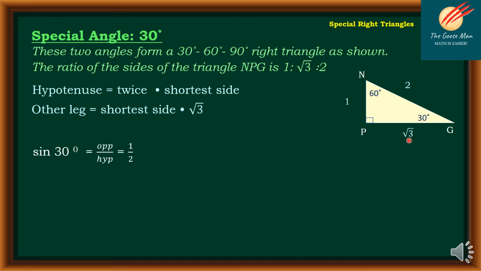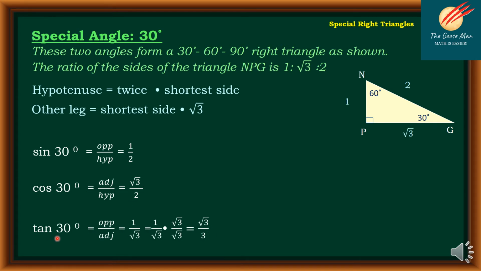Next, let's look for the six trigonometric functions. Sine 30 degrees: recall that sine is equal to opposite over hypotenuse, so that is 1 over 2. Next, cosine 30 degrees is equal to adjacent over hypotenuse. The adjacent is square root of 3 over the hypotenuse of 2, so we have square root of 3 over 2.